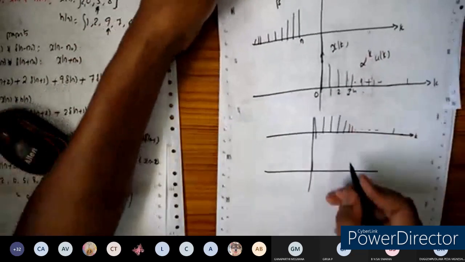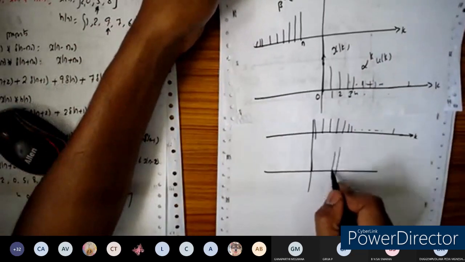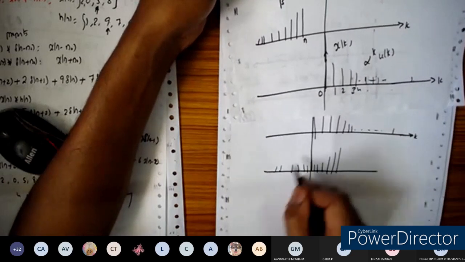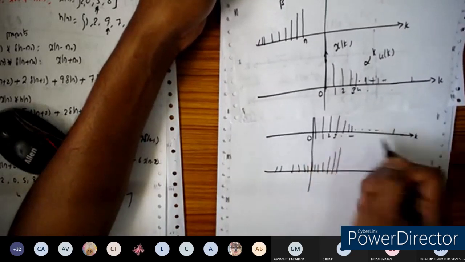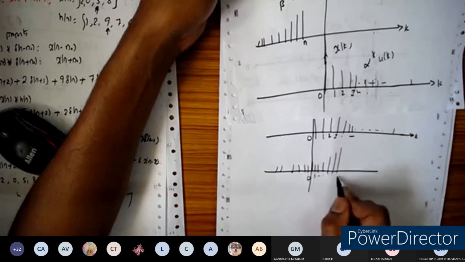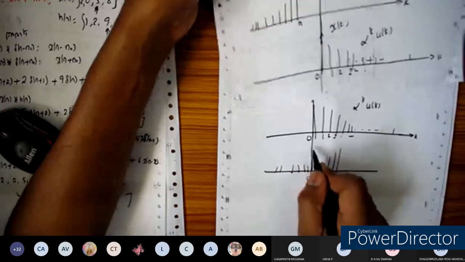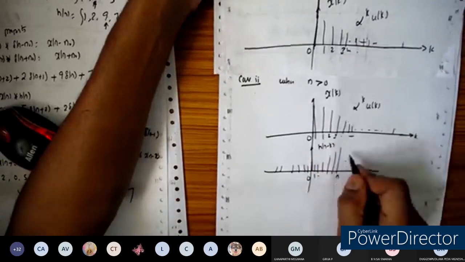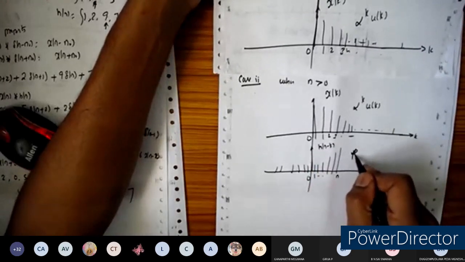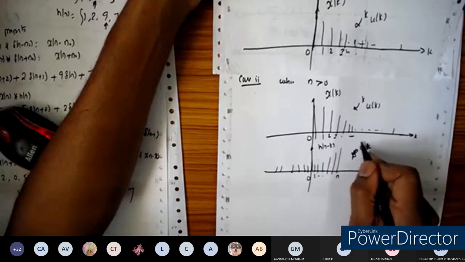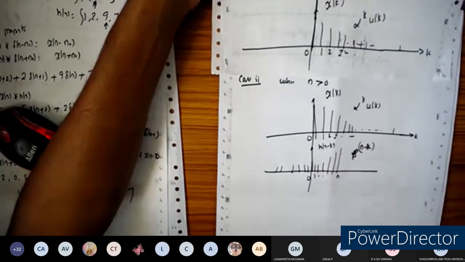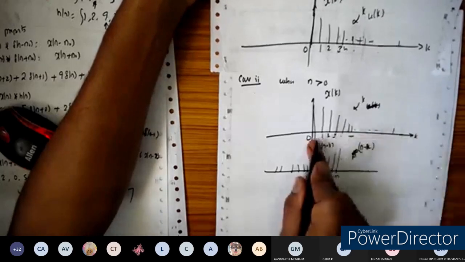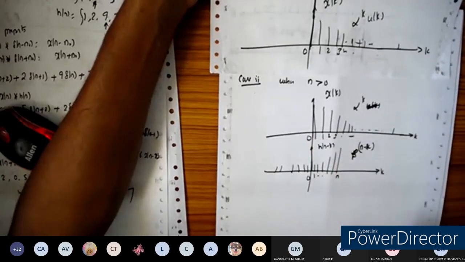Next, when there is overlapping of the sequences, I'm going to move the n towards the positive axis here. So the n will be like this, and you're going to get the overlapped sequences somewhere like this. This is 0, 1, 2, 3, and so on, up to n. This is h of n minus k, and the corresponding sequence is beta to the power of n minus k. Forget about the u of k; there is no need to write it here because we have reflected in terms of the time index.